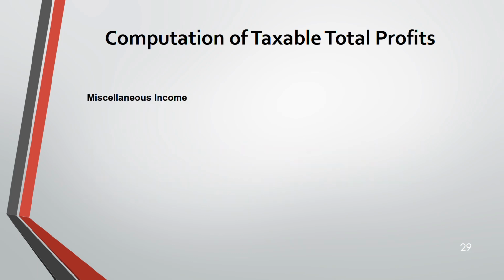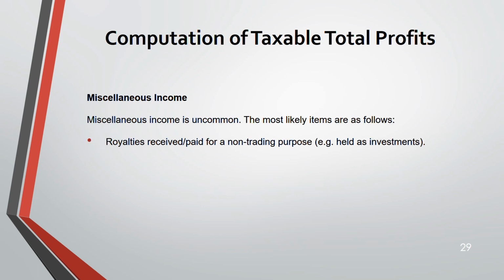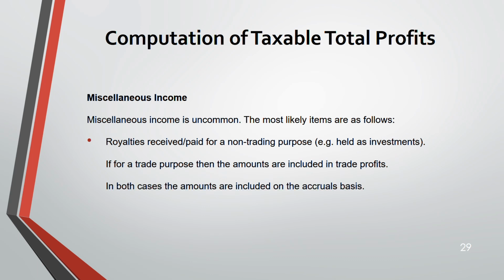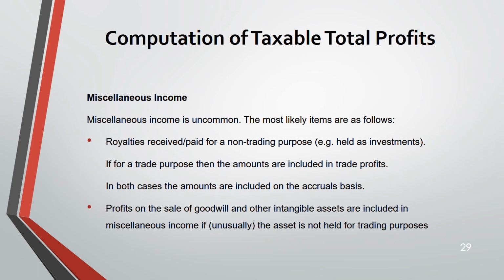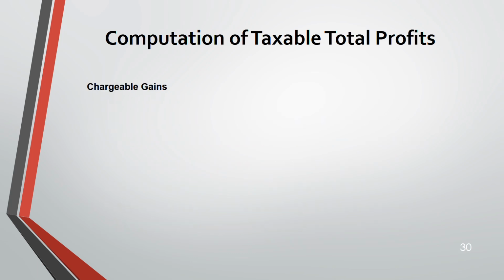Now, miscellaneous income. This is uncommon, and these are incomes like royalties received or paid for non-trading purpose, held as investments. If it's for trade purpose, amounts are included in trade profit. In both cases, amounts are included on accrual basis. Profits on the sale of goodwill and other intangible assets are included in this type of income if the asset is not held for trading purpose. Next, chargeable gain.